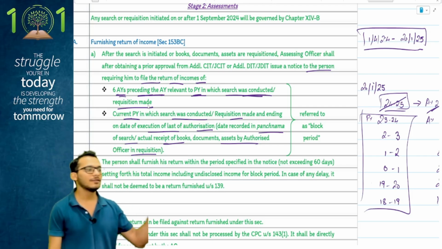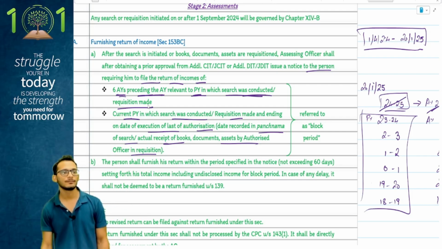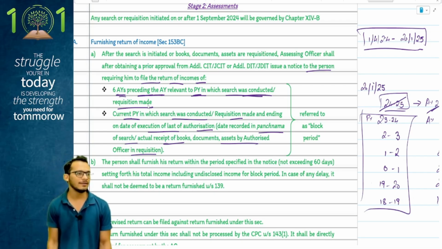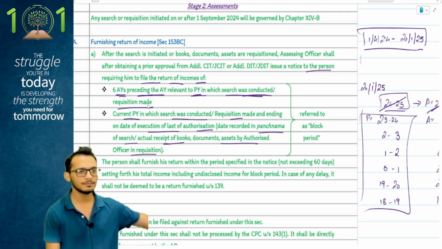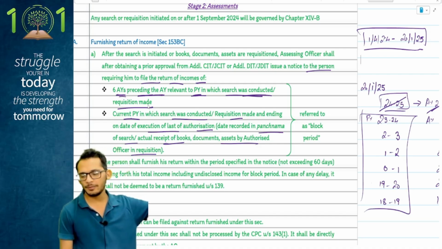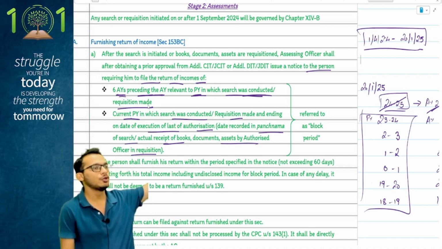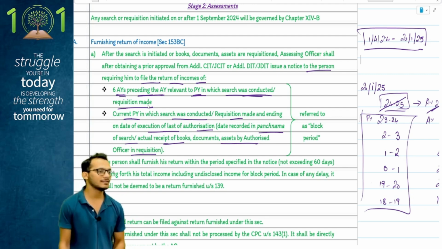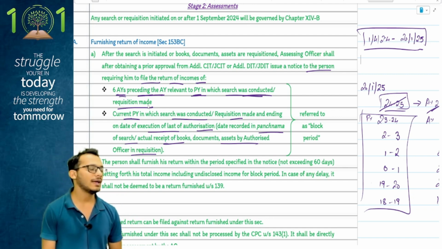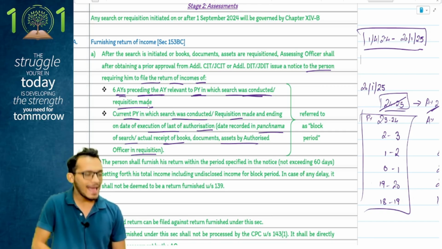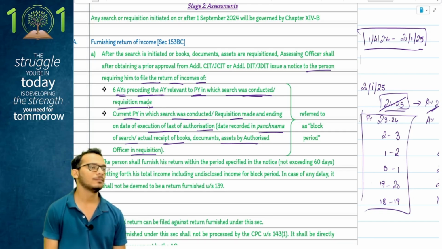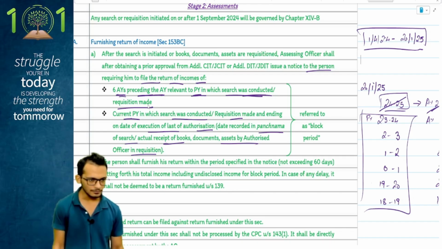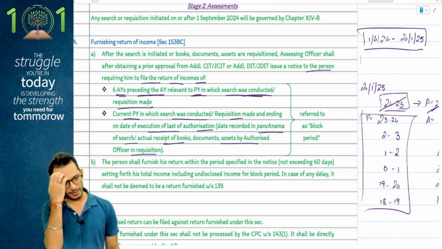Yes, people, what is it? If the search is concluded on 20th January 25, return to be filed for previous year 18-19 to previous year 23-24 and 1st April 24 to 20th January 25.